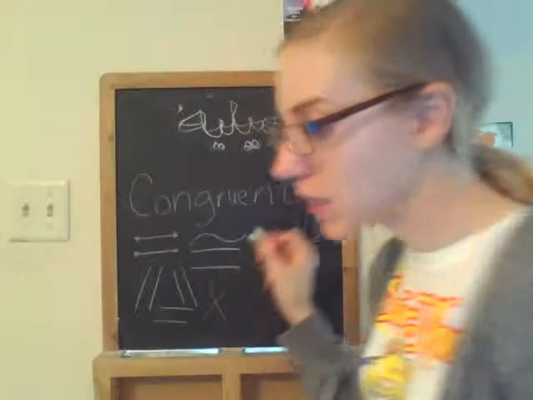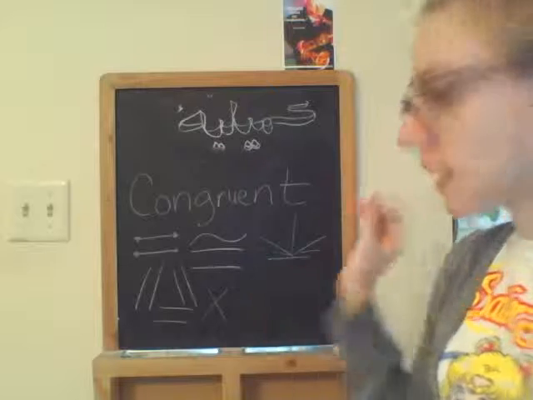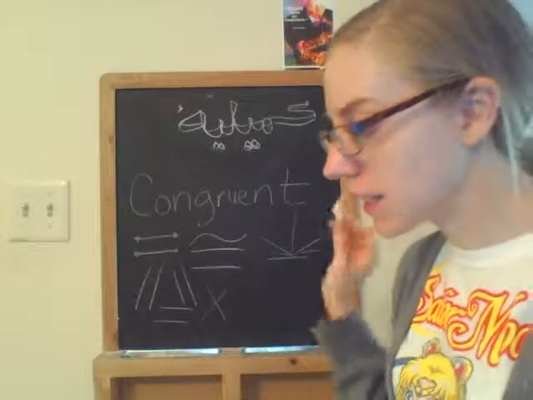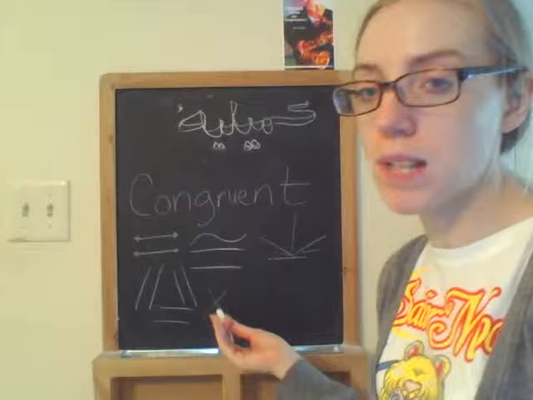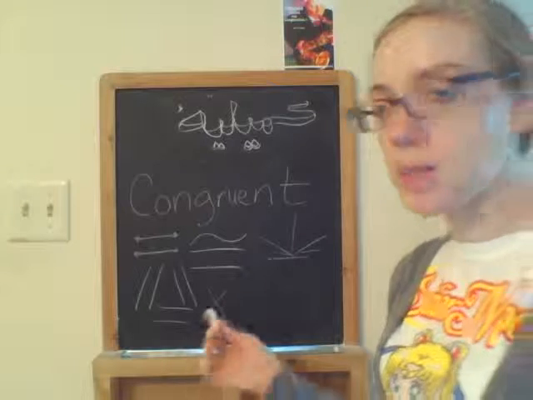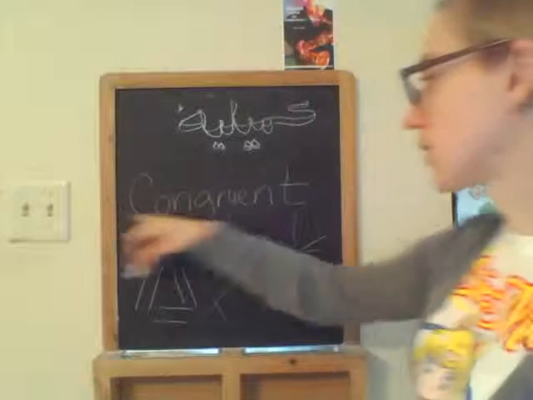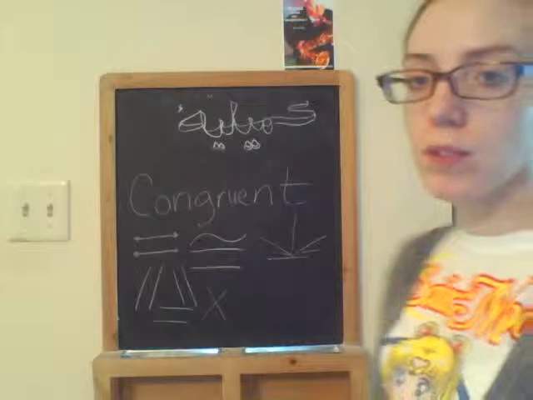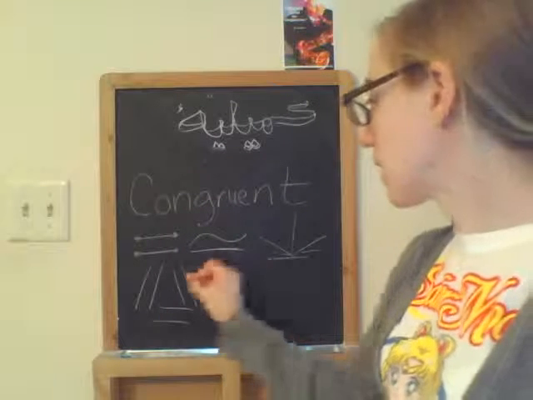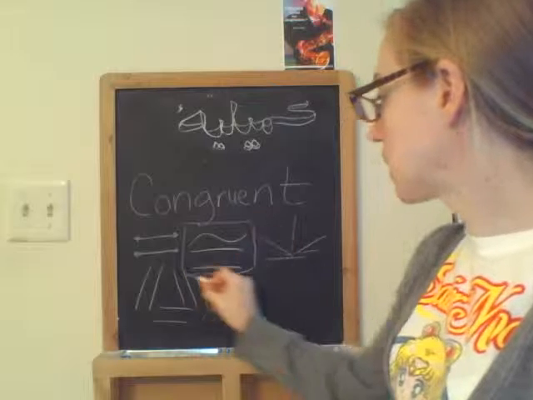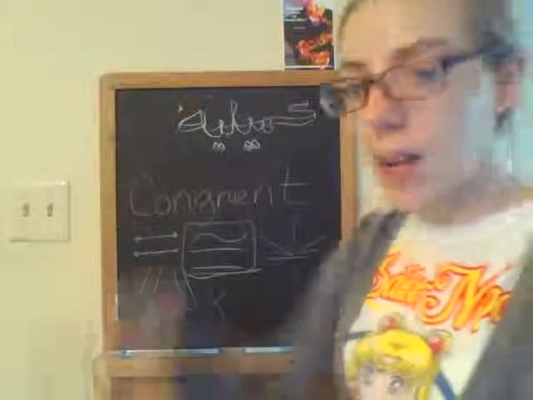So two segments and two angles are congruent if they are the exact same length or measurement. So length, measurement, same thing. But same measurement together, two objects will give you that word congruent. So congruency is recognized by this equal symbol with a little wave on top.